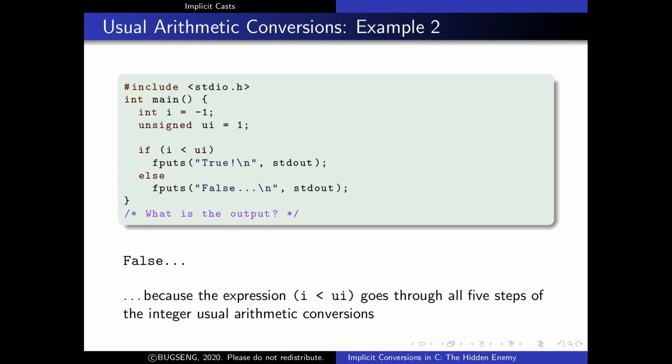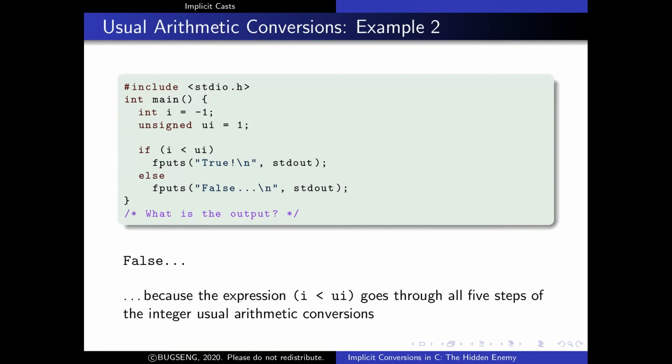So let's go through them. We have int and unsigned int. They are not the same type, so the first rule doesn't apply. They don't have the same signedness. One is signed and the other is unsigned, so the second rule doesn't apply. int cannot represent all the values of unsigned int, of course, so the third rule does not apply. They have the same rank, so the fourth rule does not apply.